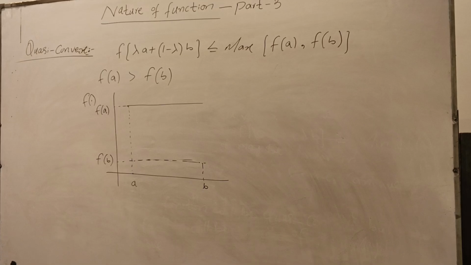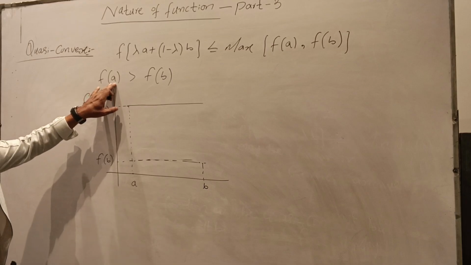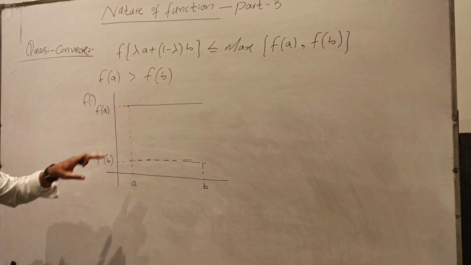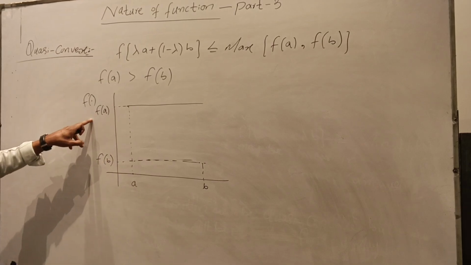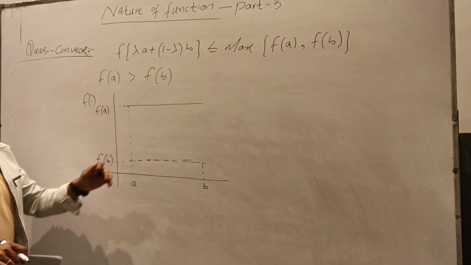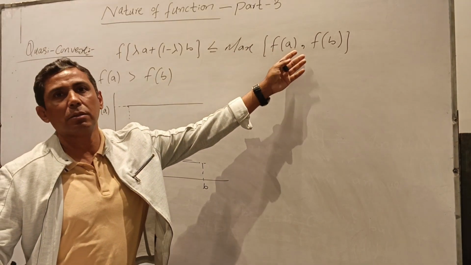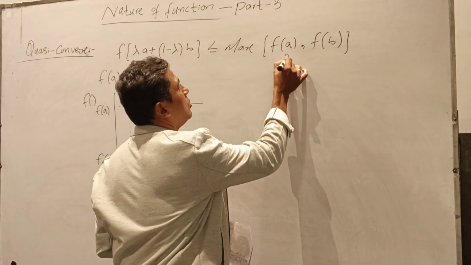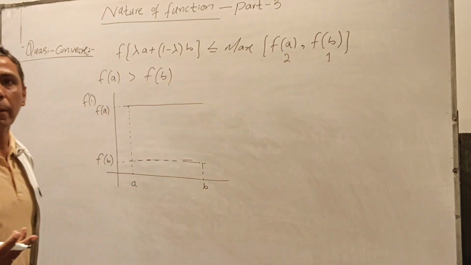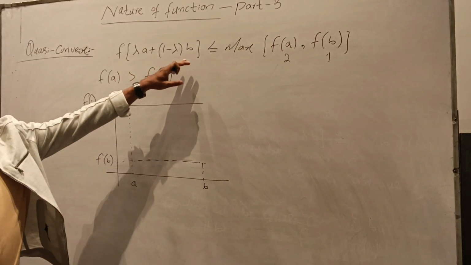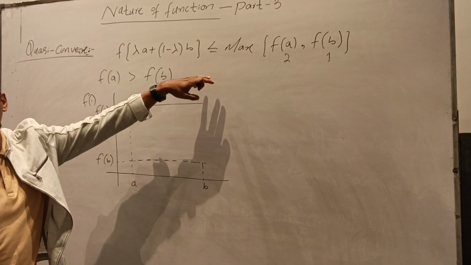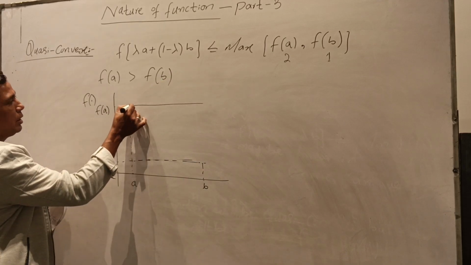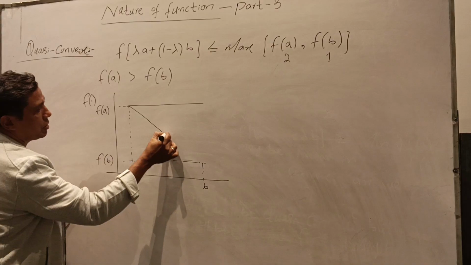So what does it mean? We have decided the functional value of A is greater than functional value of B. So it is right. A is here and B is here. Functional value is greater than this one. So which one is the max? Let's say it is 2 and this one is 1. Clear? So the value is less than max of this one, yani it will be less than 2. ठीक है? So it means कि it moves in this direction.